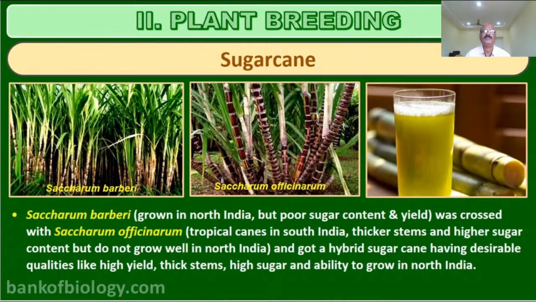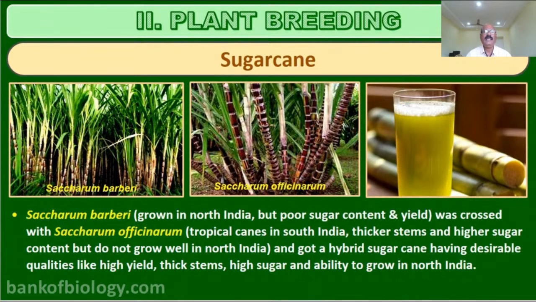In sugarcane, some high-yielding varieties are developed. The sugarcane research institute is located in Coimbatore, in our country. Sugarcane's scientific name is Saccharum officinarum. Saccharum barberi is another species.